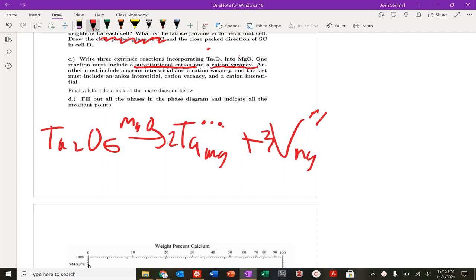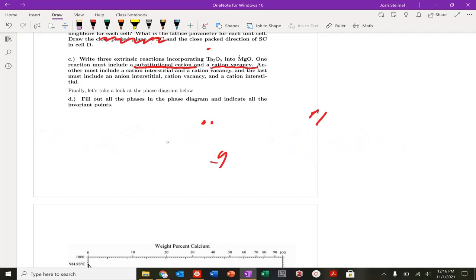So I need to go across, so I have tantalum, so I need 5. Let's go through here. So I need 5 oxygens. 2 tantalum, so I need plus 5 oxygens. Oxygens X. Let's look over here. So I have 2 Mg here, 3 Mg here, so I actually need 5, and that's it. So I'm done there. I need another reaction.